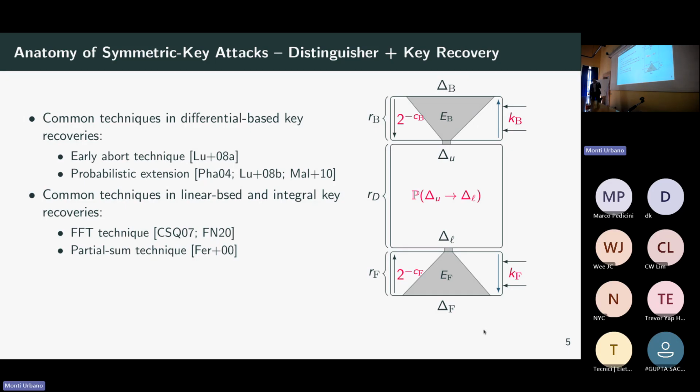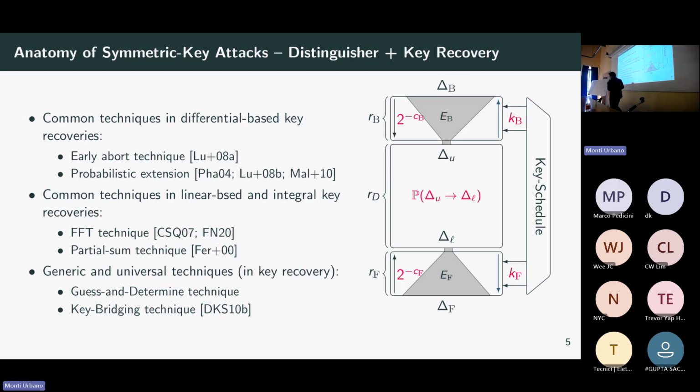In the context of linear key recovery, we again have some common techniques. The most famous one is the partial sum technique, which is, I would say, the alternative of the early abort technique in differential analysis, in the context of linear analysis. And we also have the FFT techniques. You see in each category we have a couple of common techniques, but each category also enjoys some techniques that the other cannot.